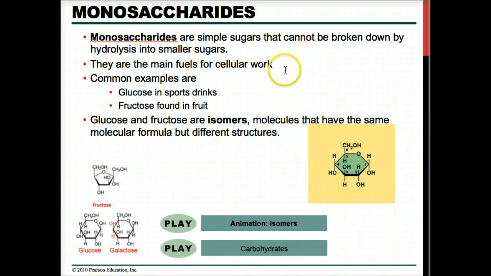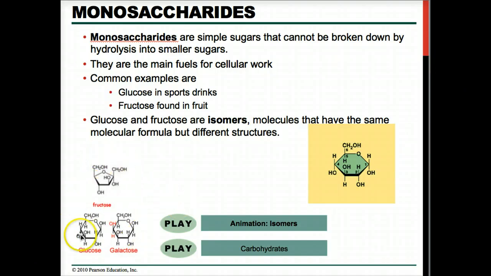These are our main fuels for cellular work, as we said. And common examples, again: glucose is in your sports drinks. Fructose is a natural sugar found in fruits, your apples, your bananas. Glucose and fructose are examples of what we call isomers. Isomers are molecules that have the same molecular formula but have different structures. By molecular formula, it means they have the same number of atoms, they're just arranged differently. We'll look at an example on the next slide.